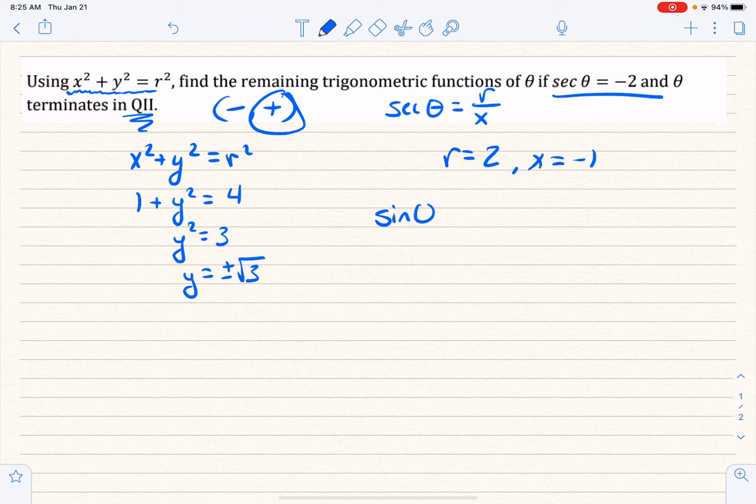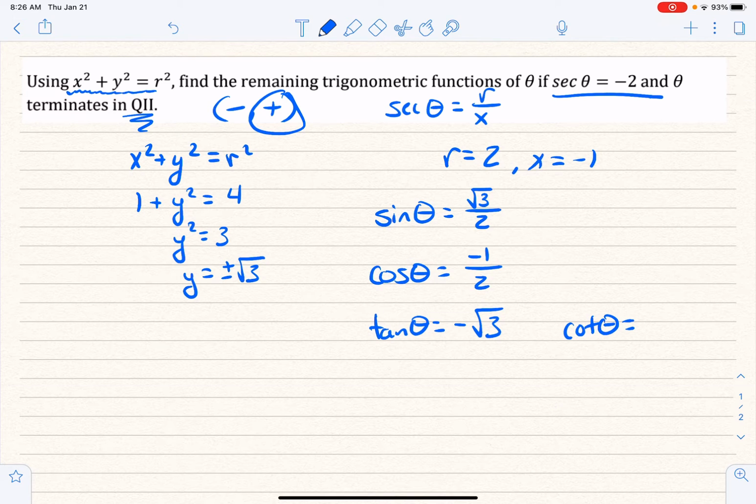We should be able to rock and roll through everything and say that we know that sine theta is y over r. So it's going to be square root of 3 over 2. Cosine theta is x over r. So it's going to be -1 over 2. Tangent theta is y over x. So it's going to be square root of 3 over -1 or negative square root of 3. Cotangent theta is going to be x over y. So that's going to be -1 over square root of 3. Secant theta we were given from the very beginning, and that was -2. And cosecant theta is r over y, which is square root of 3. And that's what you should have.